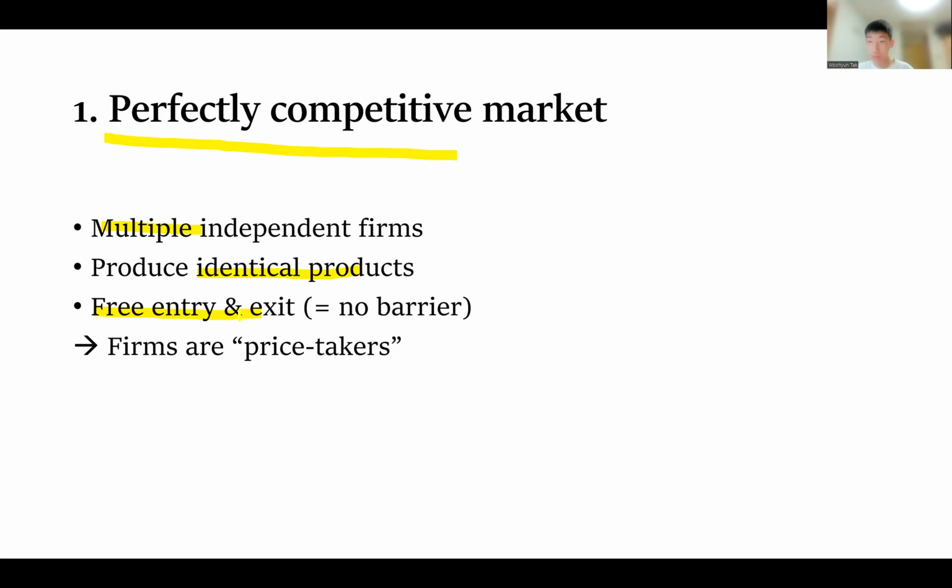Even if a firm is a little more expensive than another, customers' preference would greatly decrease because there are so many substitutes. Thus, firms have to accept a common price that is naturally set, and this is why we call the firms price takers. They have to take the price naturally determined by the market logic.